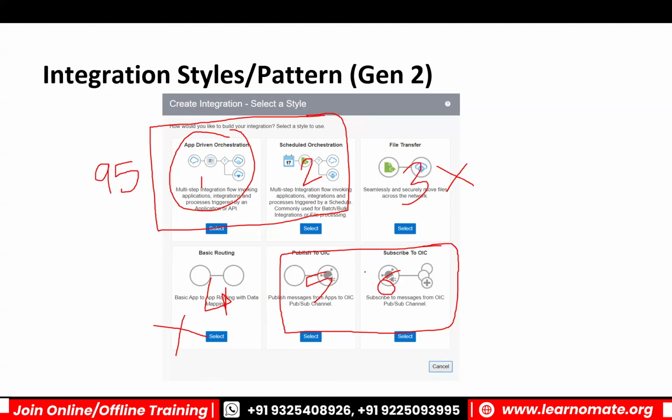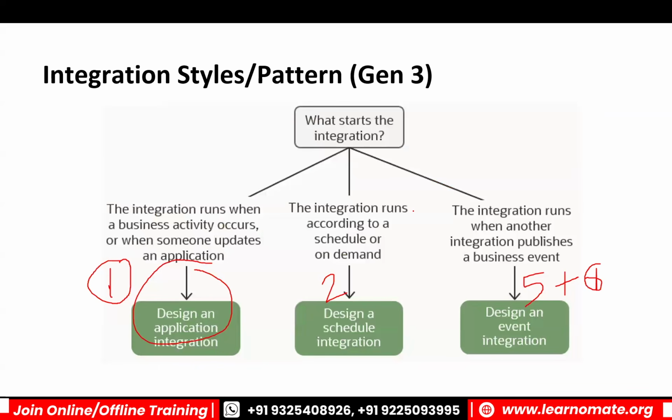Now this is kind of for reference. I only use it for generation 2, but what you need to remember, and what we will be working with, is these three patterns only: application, schedule integration, and event type of integration. This integration runs when a business activity occurs or when someone updates an application. It means on demand, based on the user. This integration will run according to the schedule or based on the time. These integrations will run when another integration publishes the business event. So these are the three patterns.